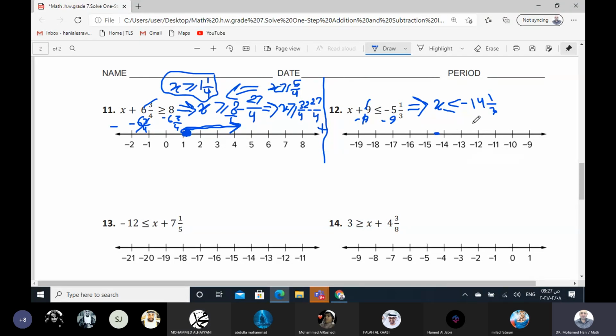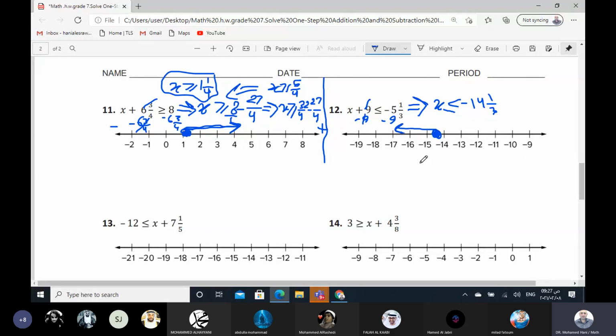Now the circle, shaded or not shaded? I think it has to be shaded. Shaded because we have equal. When you have equal in the sign, it means we have a shaded circle. Now the direction, to the positive side or to the negative side? To the negative side. Great, because here we have x less than.